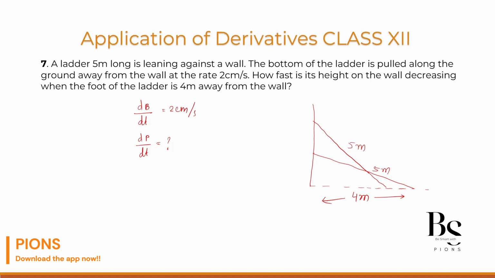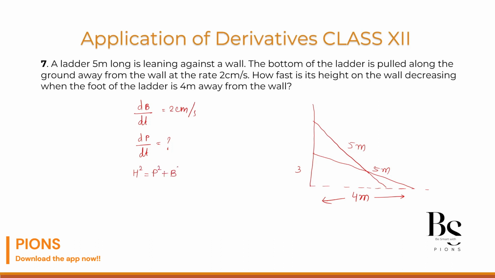Correct. So if the base is 4 meter away at that instant and the hypotenuse is 5, we can find the perpendicular at this instant, this length, right? Because that is 4 and that is 5. So this will also be fixed. So at that instant, the perpendicular will be 3. How? Using Pythagoras theorem, root under 5 square minus 4 square, which is root 9, and root 9 is 3, right? Clear. Okay, fine.